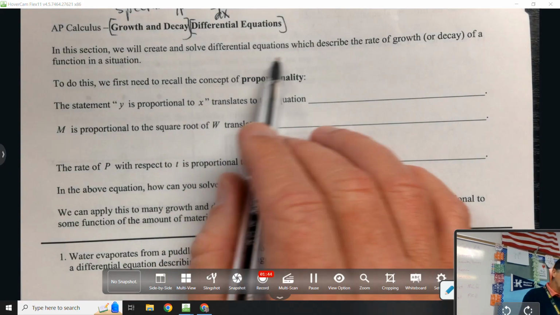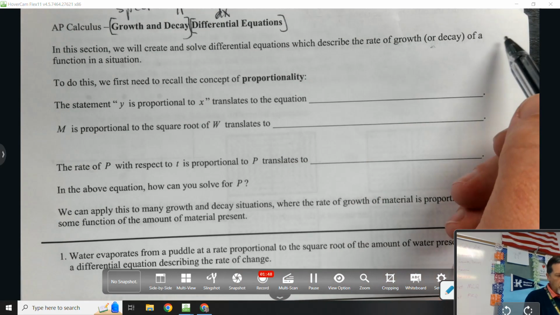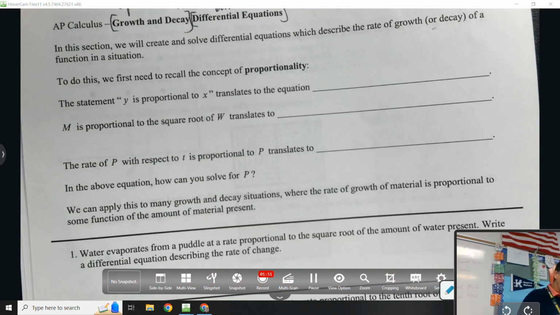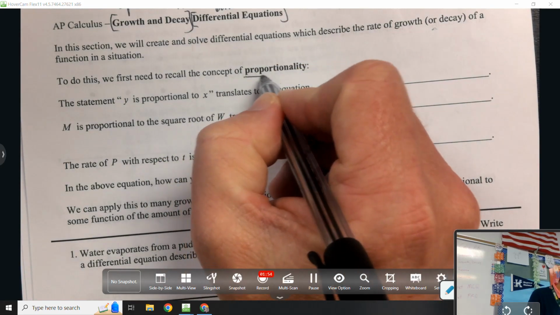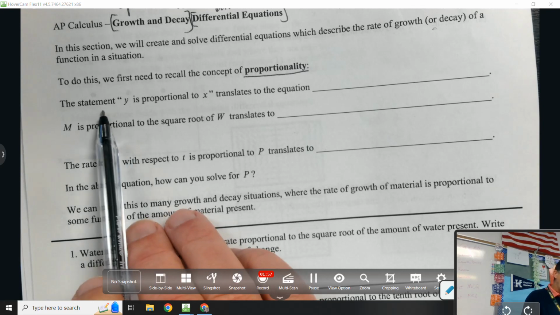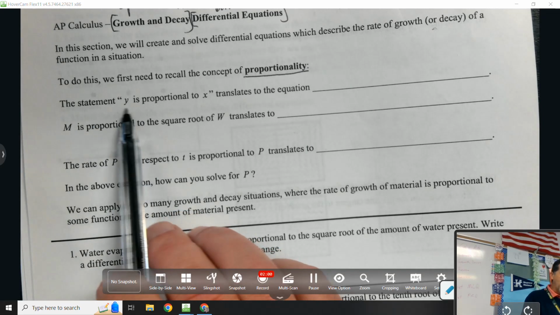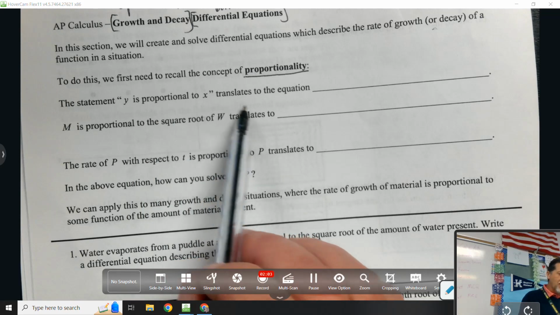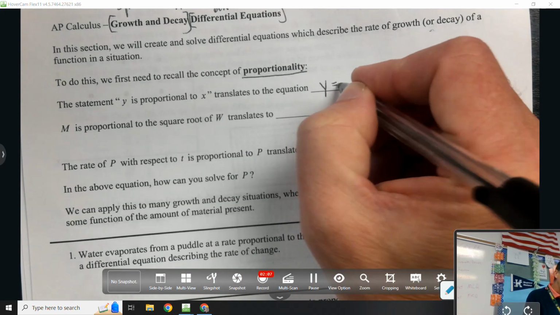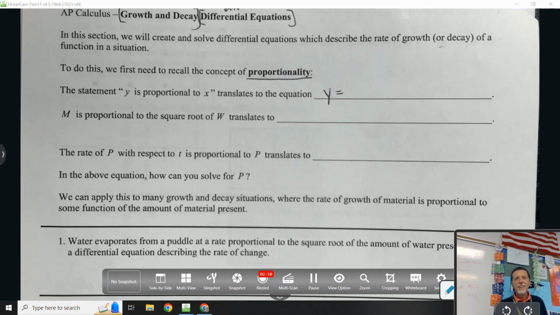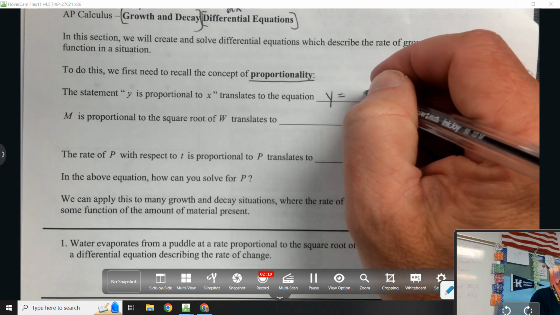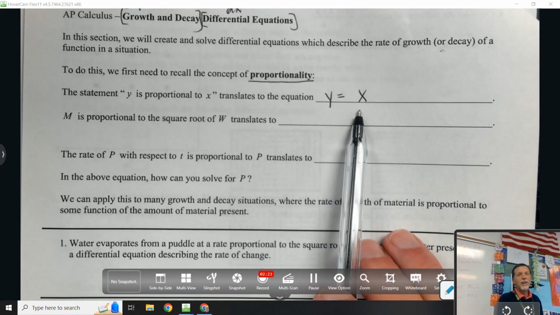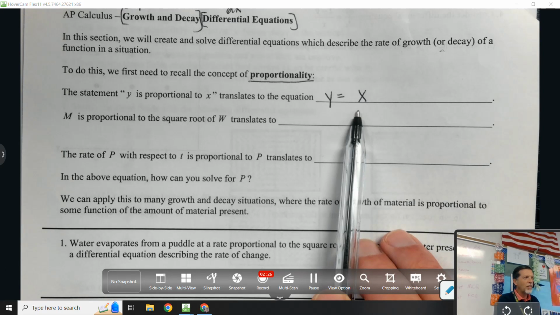All right, we'll create and solve differential equations which describe the rate of growth or decay of a function in a situation. To do this, first thing we need to remember is proportionality. This goes way back to like Algebra 1, I think. The statement y is proportional to x translates to this equation. If y is proportional to x, do you know what equation that means? Okay, so y equals x is sort of right. That's an equation where y is proportional to x.